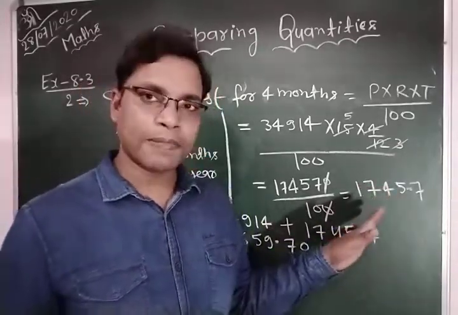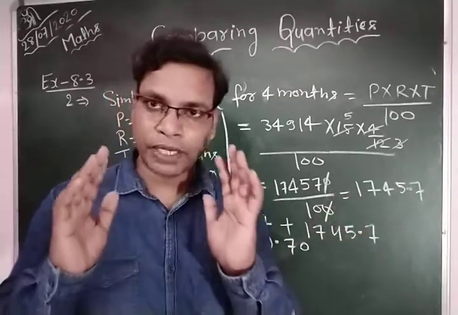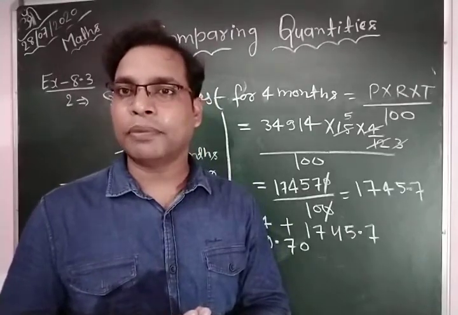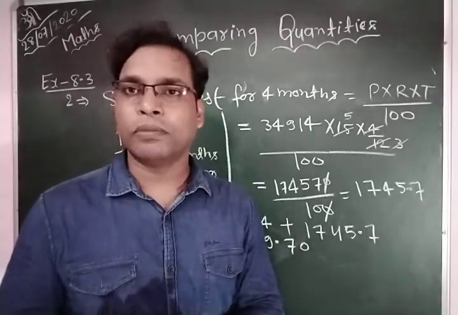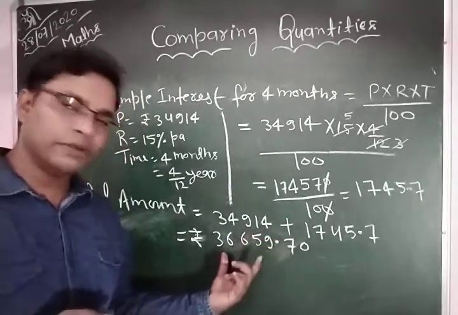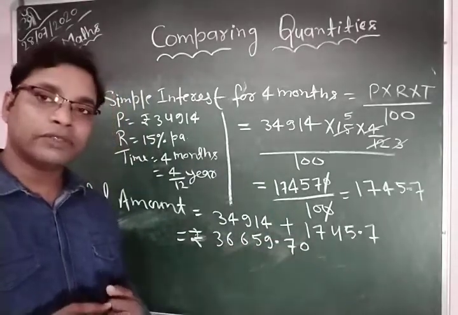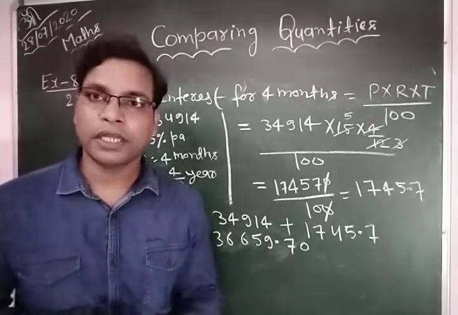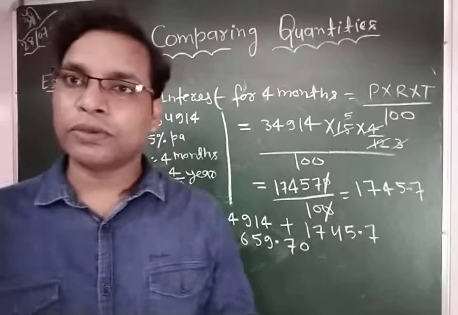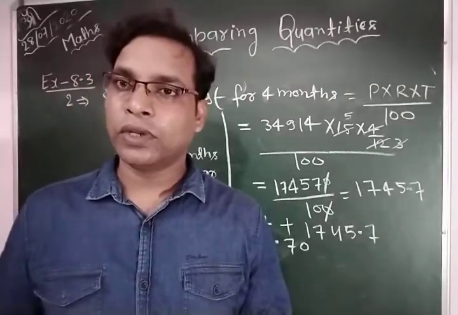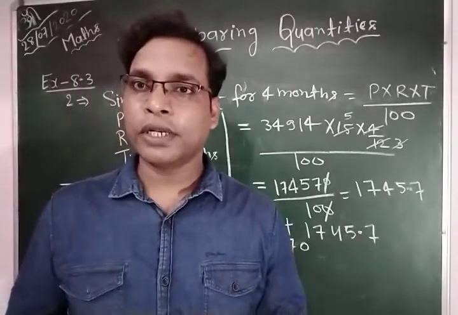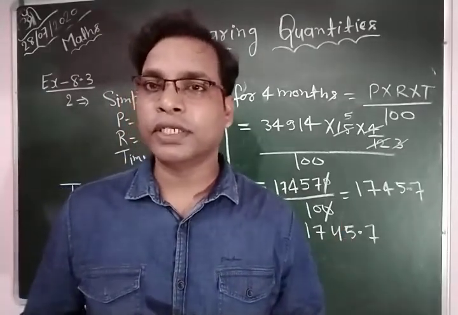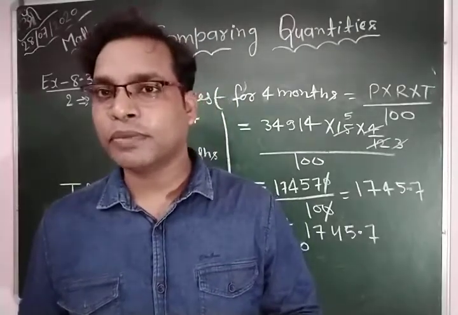In this way you can see we find the simple interest is 1,745.7 rupees. Okay, after this we find the total amount that she will pay after 2 years 4 months. So we sum it and we obtain 36,659.70 rupees. Kamla pays this to the bank after 2 years 4 months. So students, I hope all of you understood this question, and now we are going to discuss the next question, question number 3.